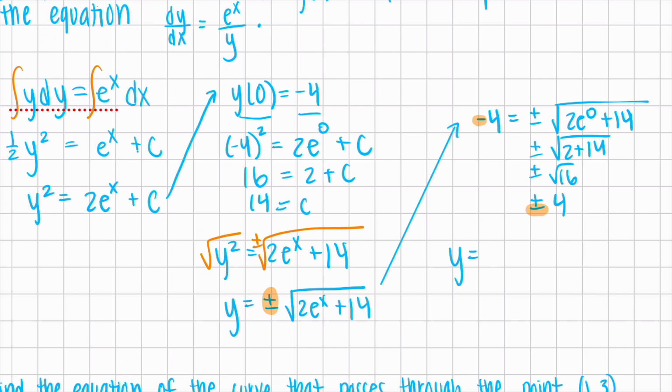So in this case, my answer is going to be y equals negative square root of 2e to the x plus 14. And that is your answer.